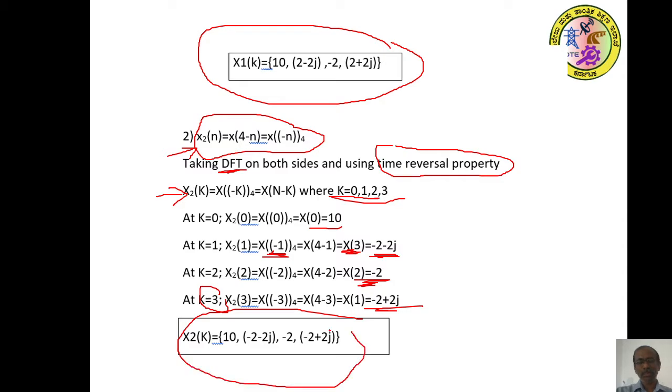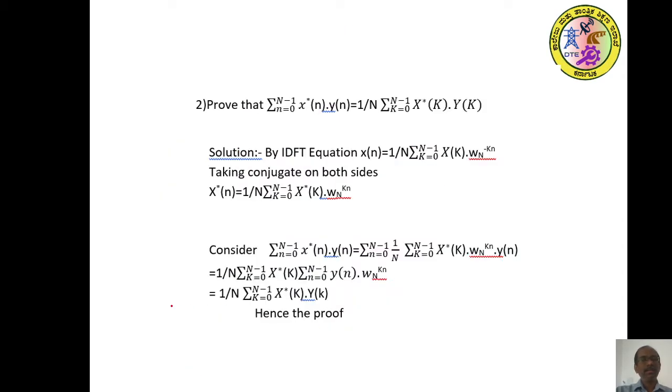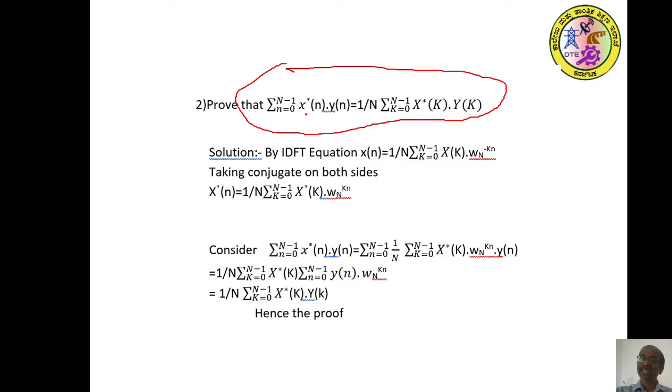Very simple problem. And coming to second problem, they have given one property like concept. Prove that summation n is equal to 0 to n minus 1 x star of n into y of n is equal to 1 by n summation k is equal to 0 to n minus 1 x star of k into y of k. See the concept here, almost all looking like it's a Parseval's theorem, but in a different way they have given.